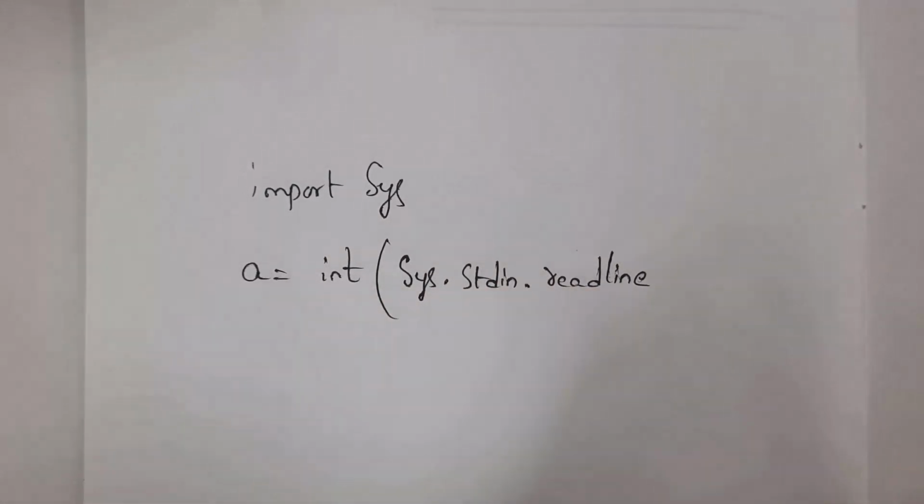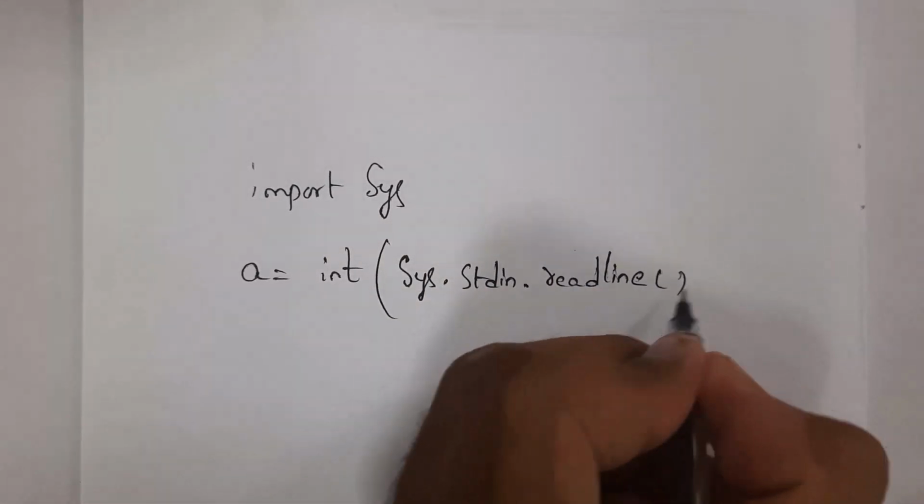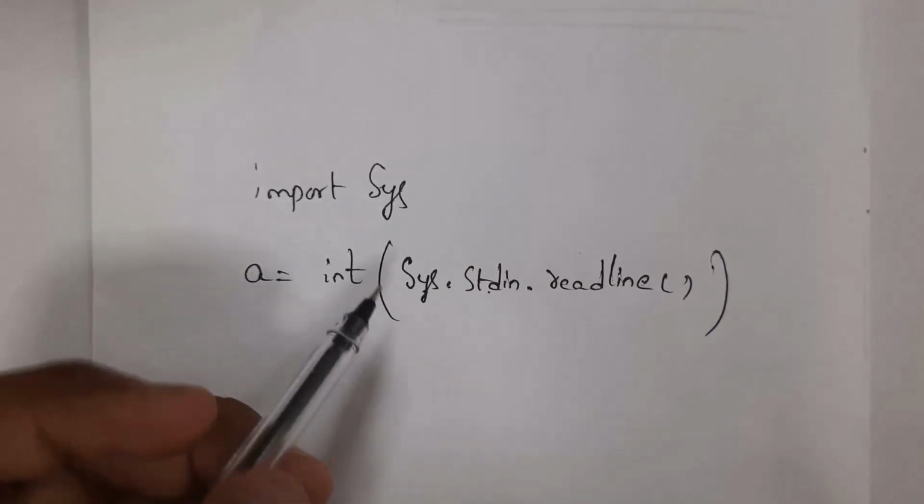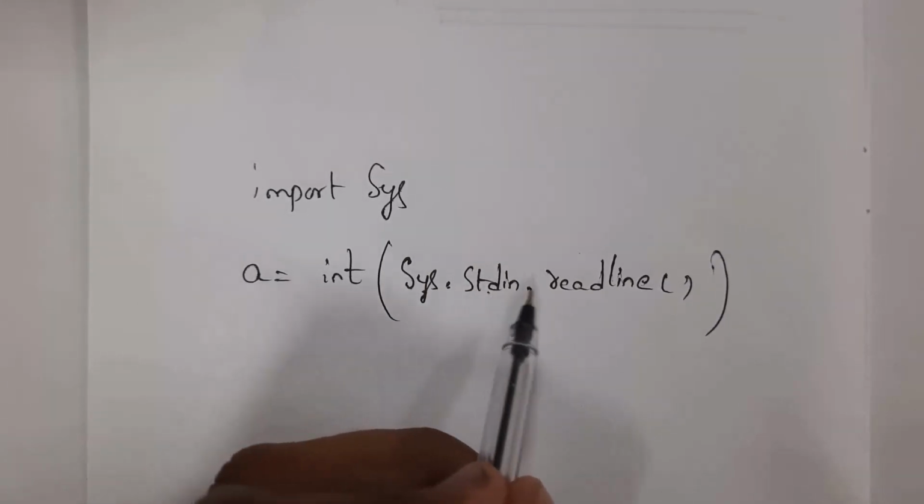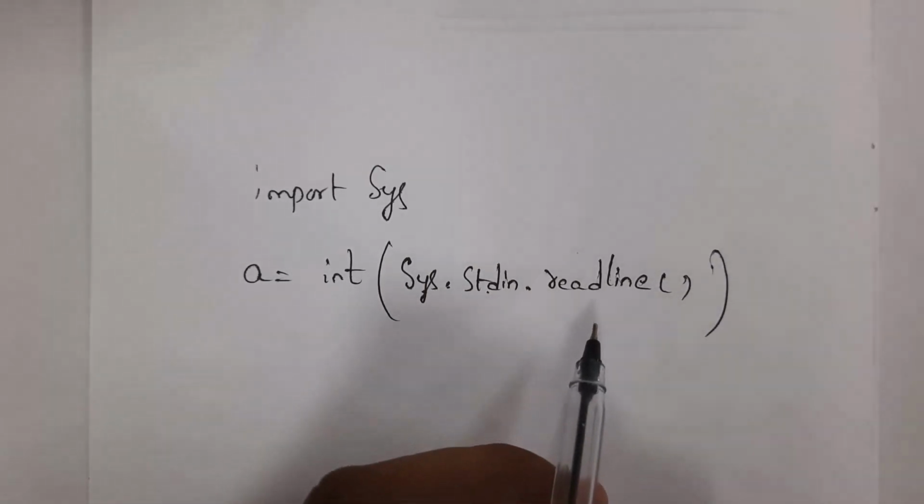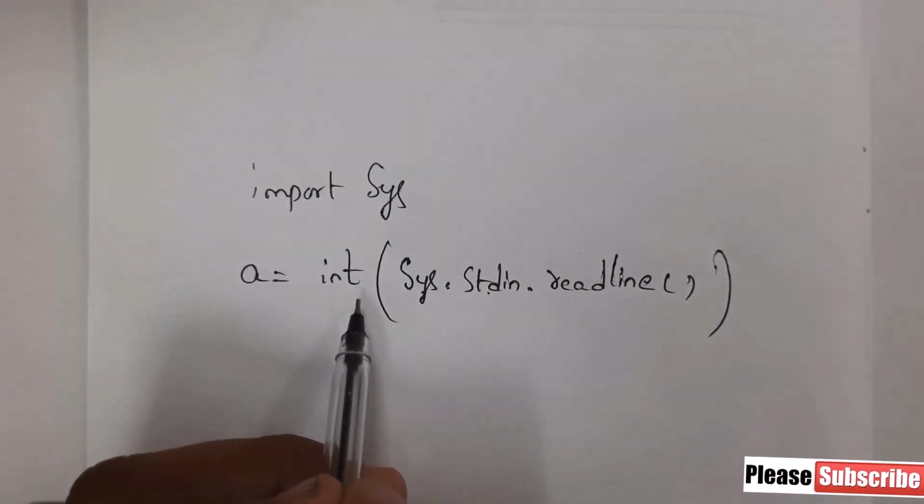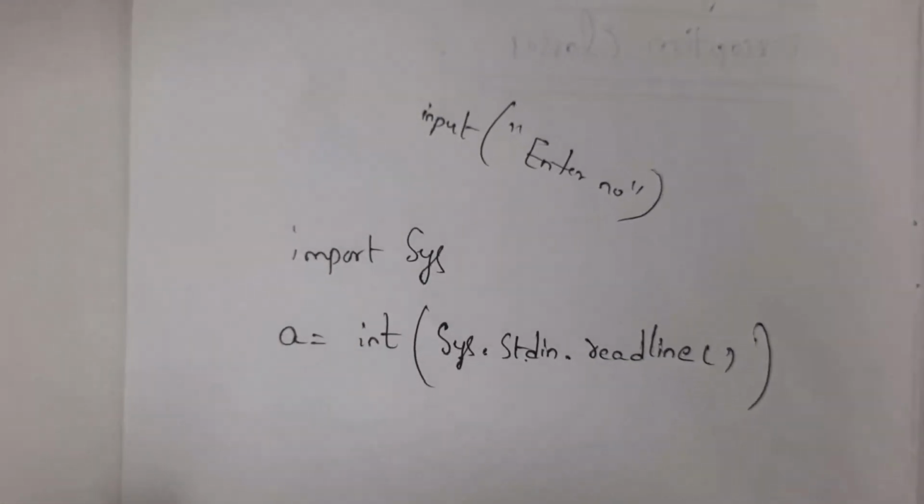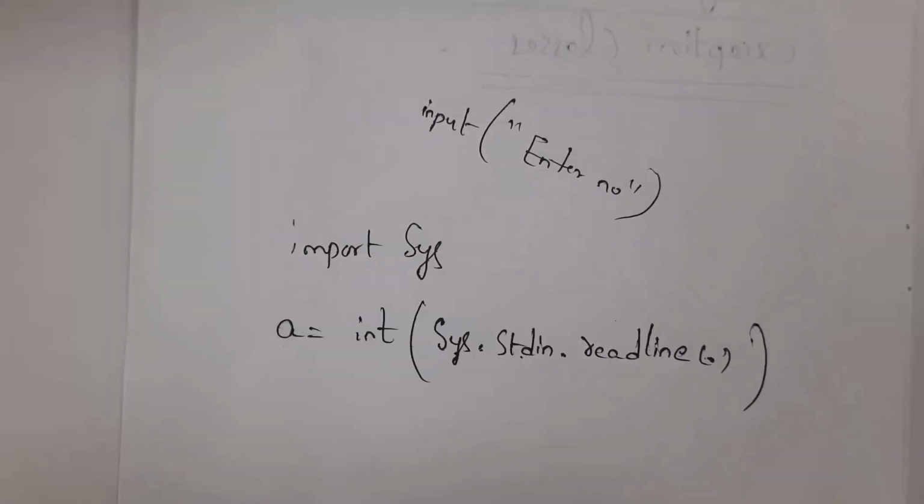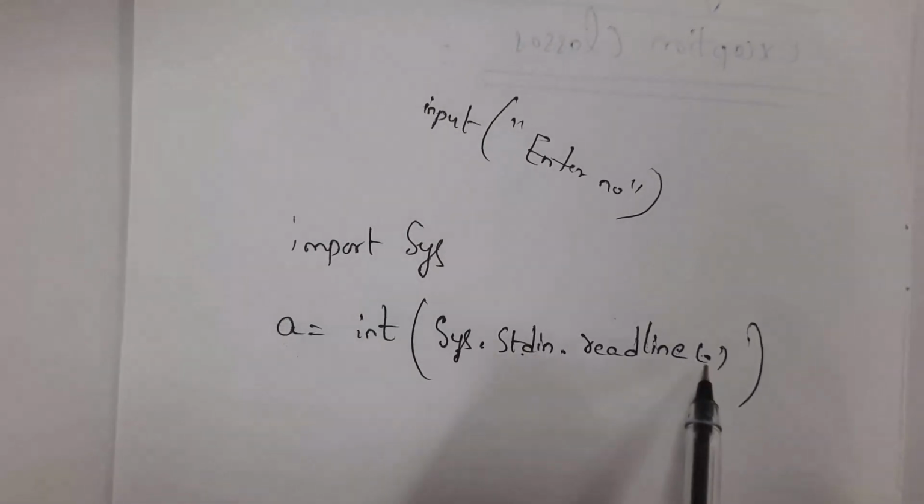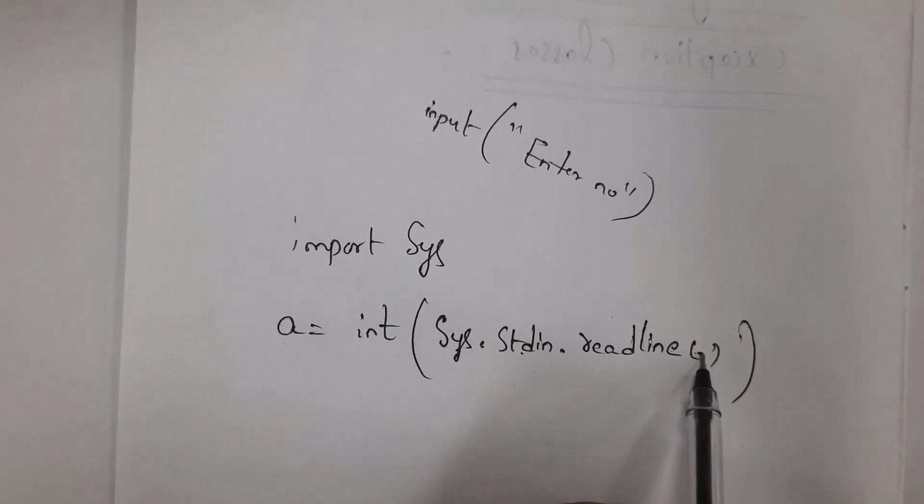So I took here readline. By using this sys.stdin.readline, we can enter any input. That too we can enter only an integer value because I took here the function int. So in the input function we can give data like enter number, but in stdin, we cannot give any information inside these brackets. If you give any information like enter number inside this, it will display an error.